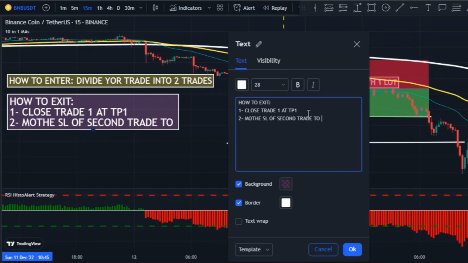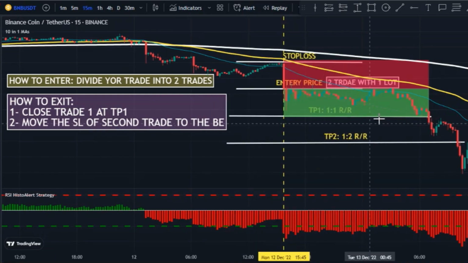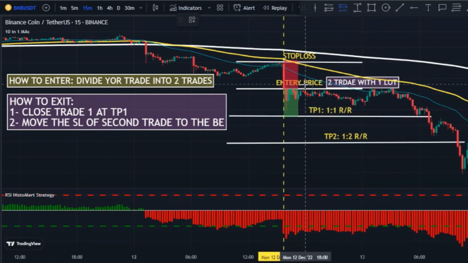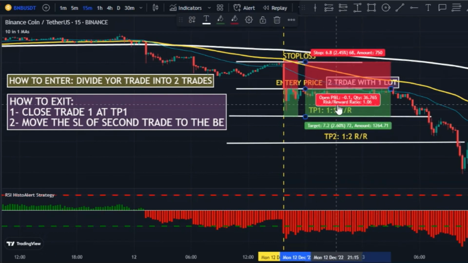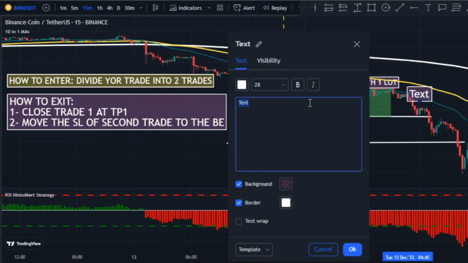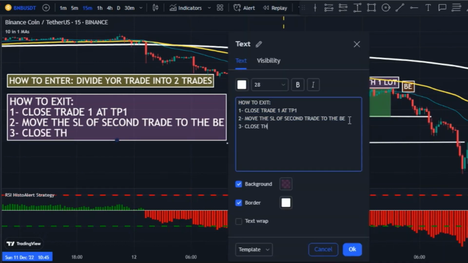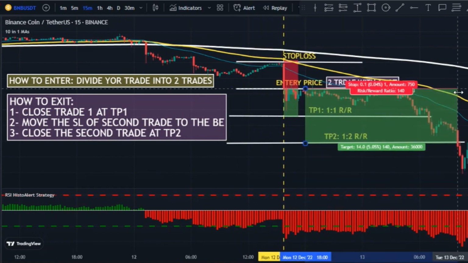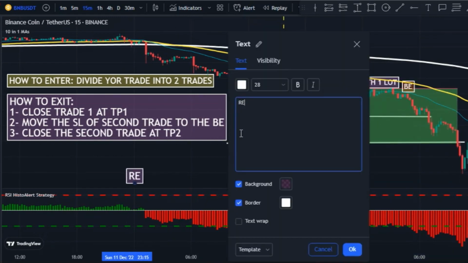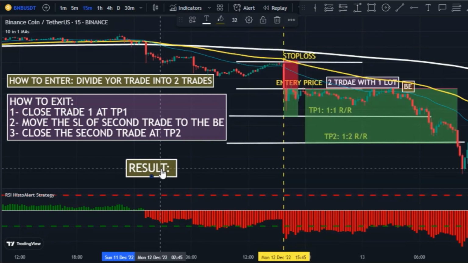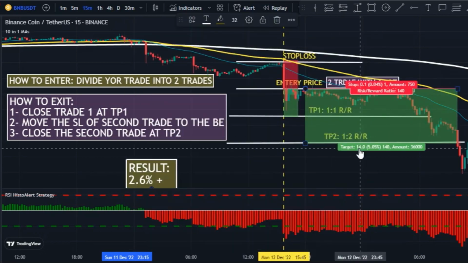So when the price reaches the first target, one of the trades will be closed. And then we should move the second trade's stop loss to the break-even point. So now if the price continues to move in your direction, the second target will be touched. And if the price action returns, you will exit the trade without any losses.